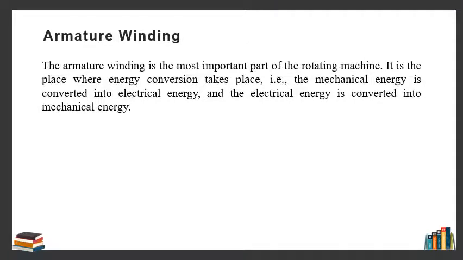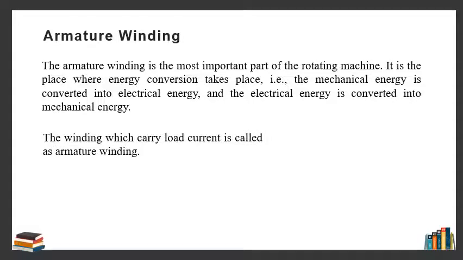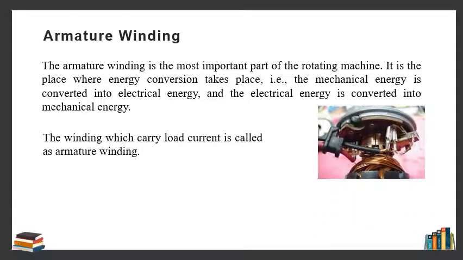The armature winding is the most important part of the rotating machine. It is the place where energy conversion takes place. That is, the mechanical energy is converted into electrical energy, and the electrical energy is converted into mechanical energy. So we can define the armature winding in a proper manner. The winding which carries load current is called armature winding. So this is the definition of the armature winding. In this diagram, you can see the armature winding.